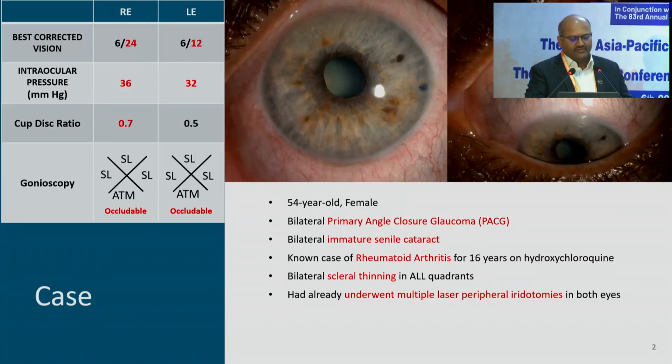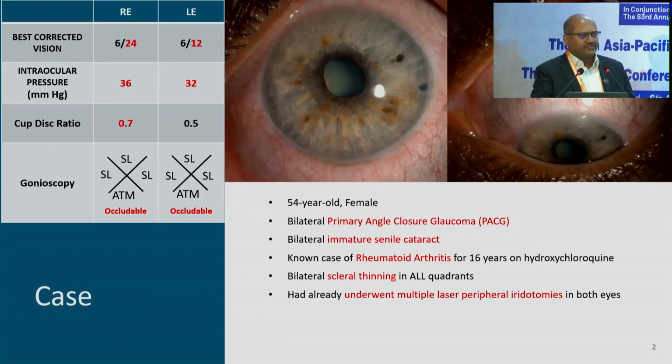IOP on presentation, on 3 medications, was 36 and 32. And fortunately, after the PI, the angles were pretty opened up. So you would always think that, okay, if it's 32, why don't we just give a shot of mannitol and do a cataract extraction and then get away with it? Hopefully that should solve the problem.